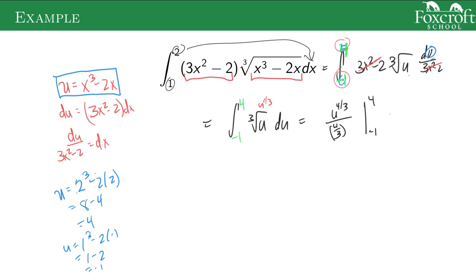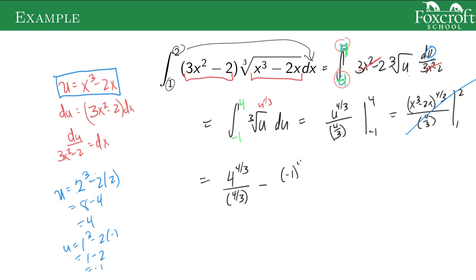I could rewrite this as, let's see, x cubed minus 2x to the 4/3 over 4/3, evaluated from 1 to 2, because those are the x bounds, but there's no reason to do that because I already have it in u in the numbers that I need, so I'm going to plug in 4. I'm going to subtract when I plug in -1. And for this problem, we'll just end there. Just some simplifying. 4 to the 4/3 does not turn out nicely because there's no nice cube root of 4, so we'll just leave it there.